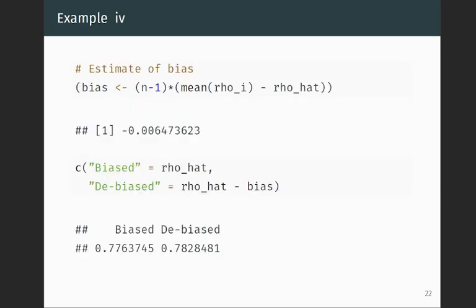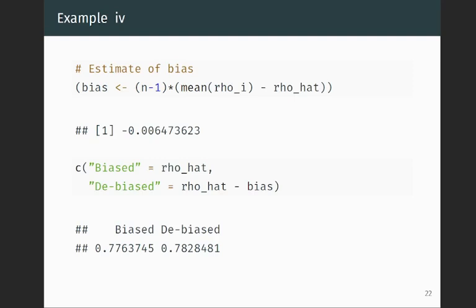First, I can use this to compute an estimate of the bias. We can see that the bias here is not too bad. It's about negative 0.006, but it doesn't hurt to remove it anyway. So the biased and the debiased estimates are on the slide here. The biased estimate was 0.77 or 0.78. The debiased estimate is also 0.78. So up to 2 decimal places, they're the same.